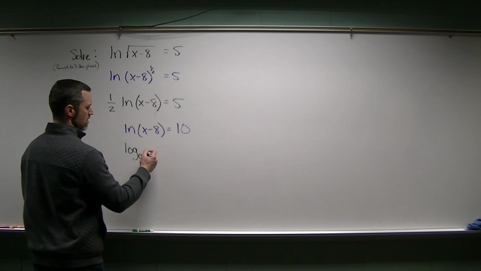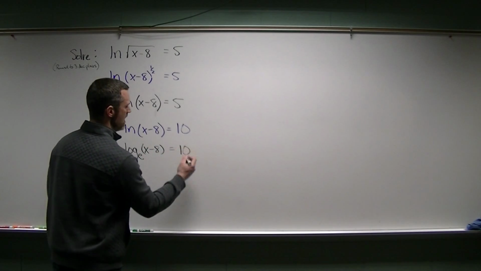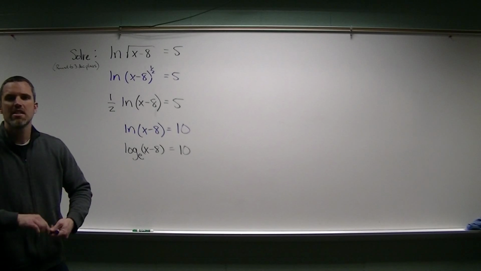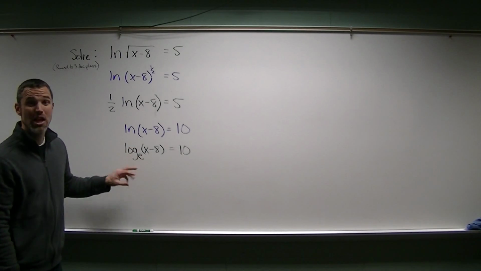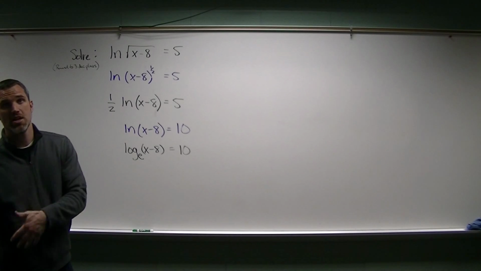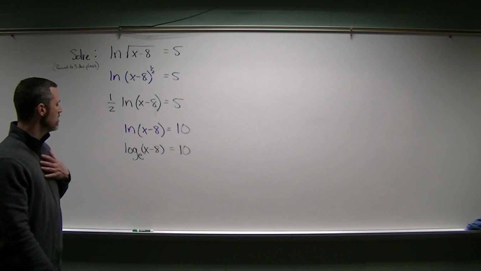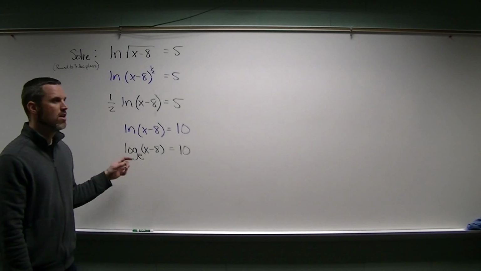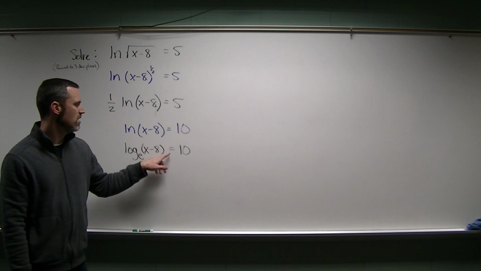At this point, if I want to get x by itself, I really need to get rid of this log. Now that means that I need to understand what this is the log of. So I'm just going to rewrite that really quick. Natural log is log base e of x minus 8 equals 10. Now there are lots of different ways to think about this.